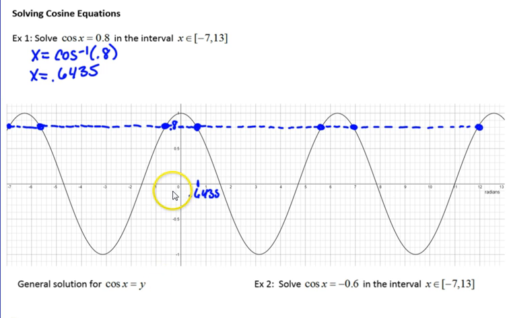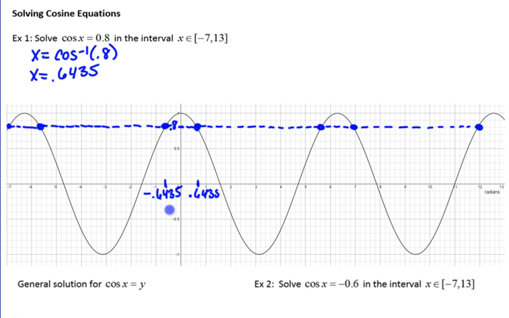Well, one thing to notice would be to look at the symmetry of the graph. Here's the y-axis right here, and notice that the graph is symmetric on either side of the y-axis. So if 0.6435 is one x value that has a y value of 0.8, negative 0.6435 also should be another value. Looks like negative 0.6435.